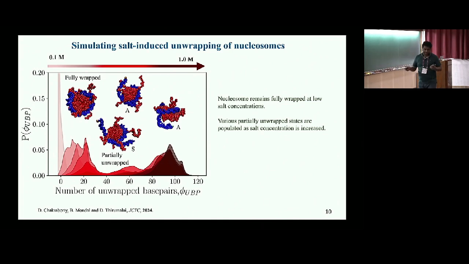Next, we wanted to find out what happens at different salt concentrations. Are we able to recapitulate some of the observations that people have seen from experiments? We looked at the salt concentration range from 0.1 molar to about 1 molar, and as you see, when you're at low salt concentration, the nucleosome is fully wrapped. However, as you keep increasing the salt concentration, you populate various partially unwrapped states. You see states where it's asymmetrically unwrapped, and you also find states where it's symmetrically unwrapped.